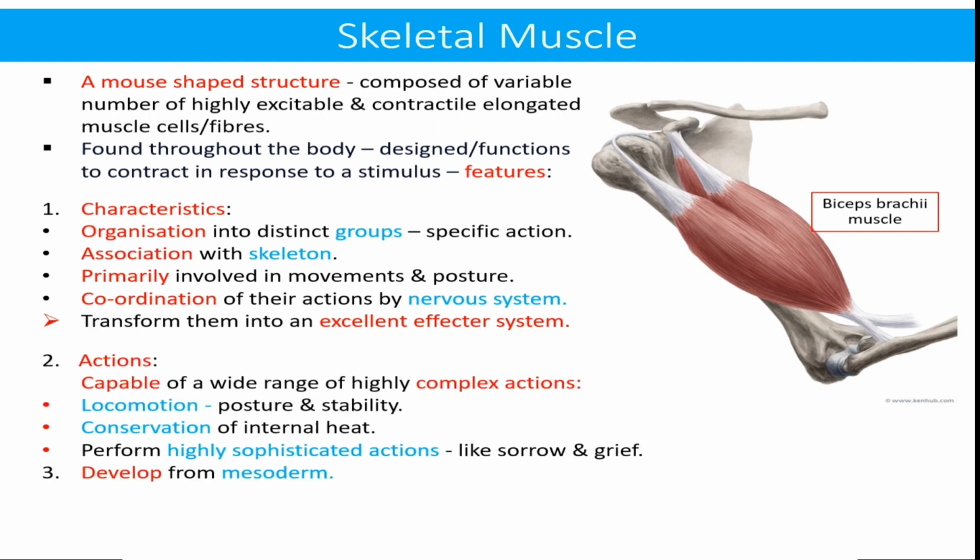As regards the actions, skeletal muscles are capable of a wide range of highly complex actions, such as locomotion, maintenance of posture and stability. They are involved in conservation of the internal heat. They perform highly sophisticated actions like expressing sorrow and grief. And finally, skeletal muscles develop from the mesoderm layer of the embryo.